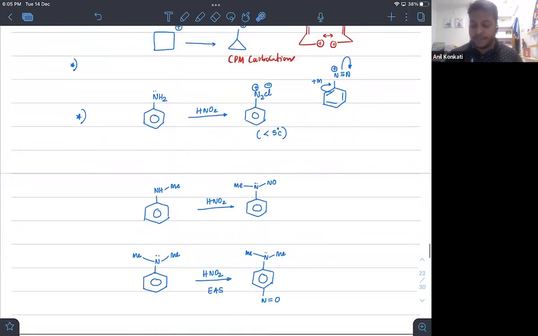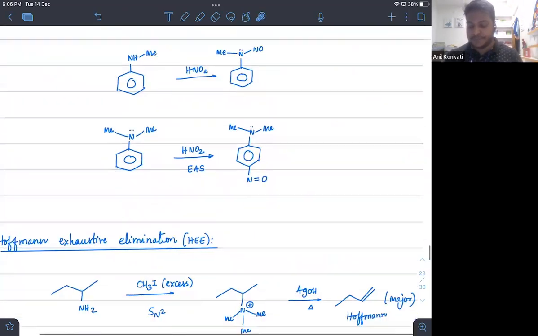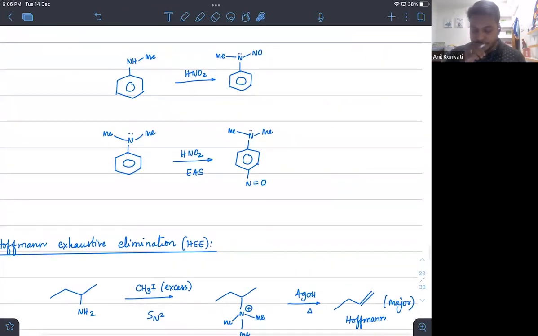Remember that? Next, if it is aniline, we'll get diazonium salt formation. You know what the further reactions of the diazonium salt will be. If it is a secondary amine, we learned that it will form a yellow pigmentation. So this is that yellow oily pigmentation.